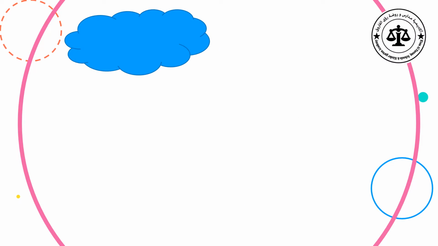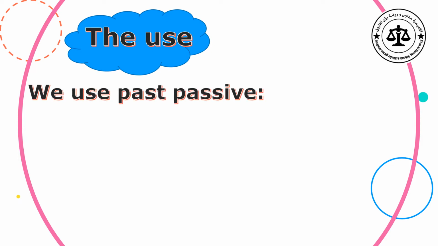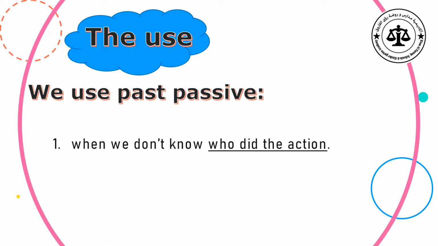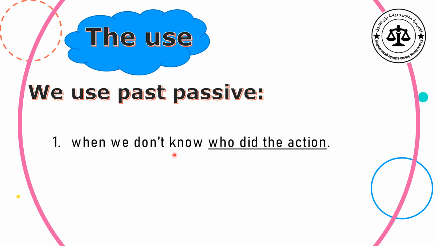Okay, let's know the use of past passive. We use past passive, number 1, when we don't know who did the action. When we don't know who did the action means عندما لم نكن نعرف who did the action, it's the subject or the doer of the action. لم نكن نعرف الفاعل أو الذي قام بالفعل, who did the action.